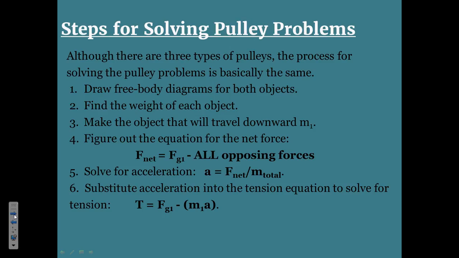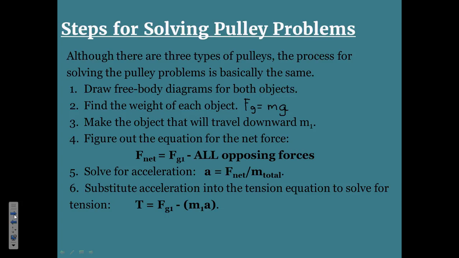Anytime that you are solving a pulley problem, you are going to go through these six steps of calculating. First, you need to draw the free body diagram for both objects on the pulley. Second, you find the weight of each object, and remember the weight is Fg, which we always find using the mass times the acceleration of gravity, which is 9.8 meters per second squared. You should most of the time be given the mass. Sometimes you may be given the Fg and asked to find the mass. So always pay close attention.